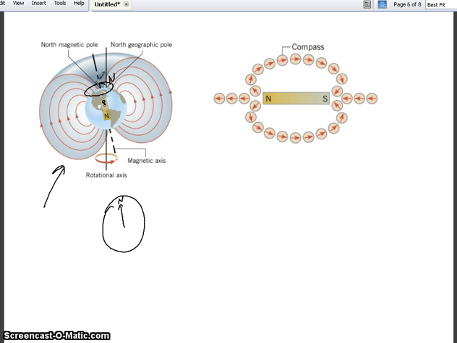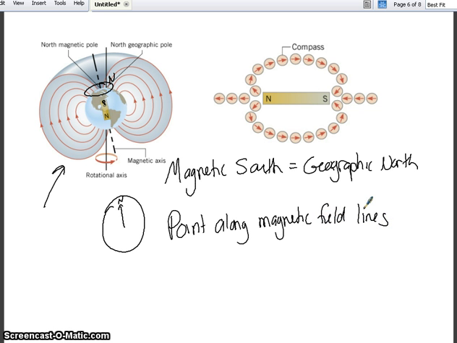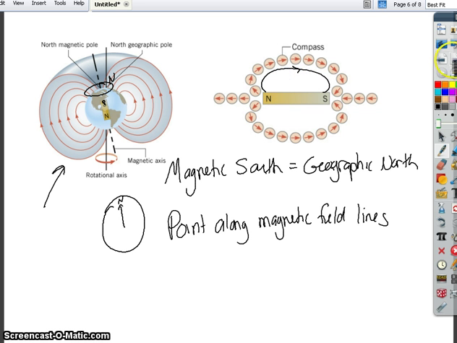Because magnets point from north to south, that's our convention, just like electricity. We have certain conventions for things. Magnetic south equals geographic north, because a compass will point along magnetic field lines, and we know that magnetic field lines are always going to be pointing from north to south. Okay?